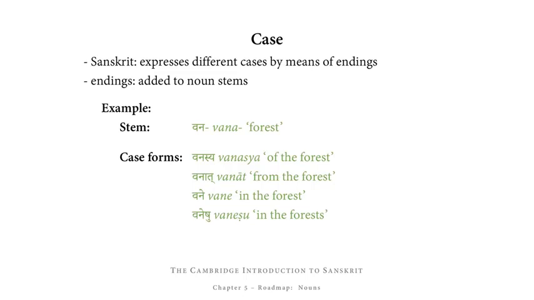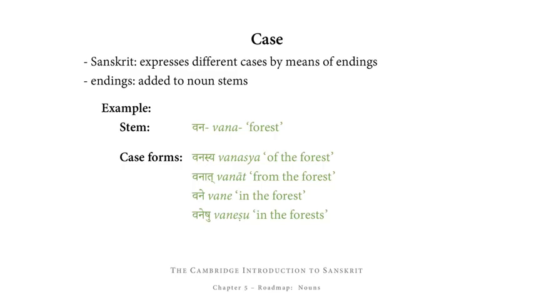Sanskrit has pretty much the same kinds of case roles or case functions that English does, but it expresses cases differently, namely by means of endings. These endings are added to what we call a noun stem. Remember, we had verb stems earlier, now we have noun stems. And to give you an example of such a noun stem, the word for forest is wana. And if I say wana with the hyphen at the end of the form, I'm using that hyphen to indicate that this is not a complete form, but instead it is just the stem.